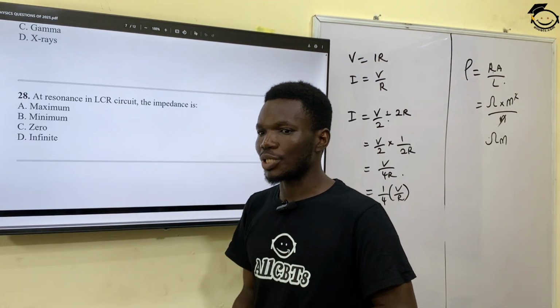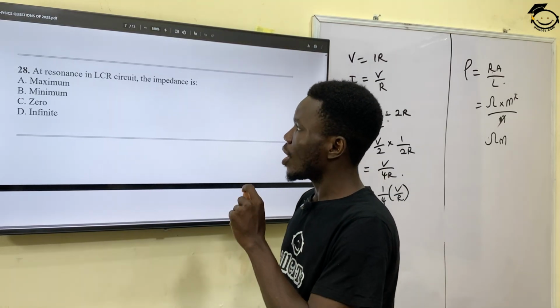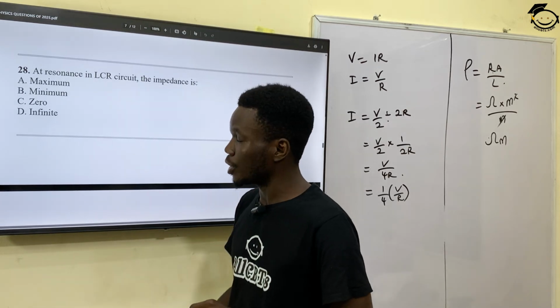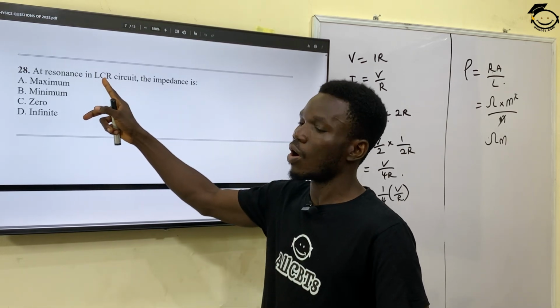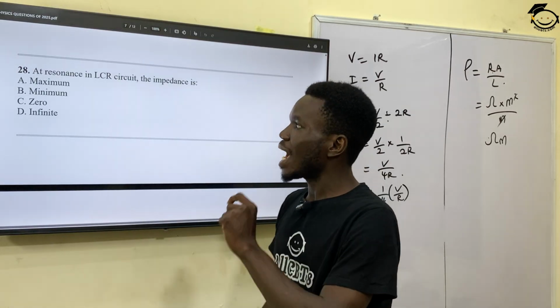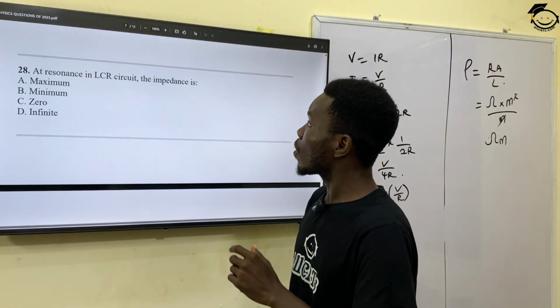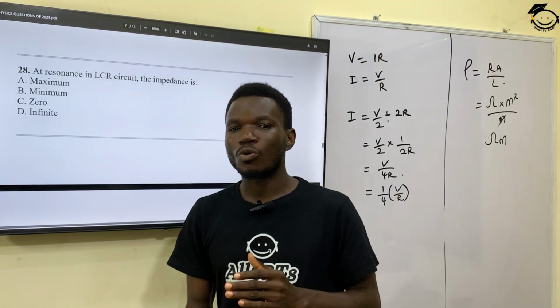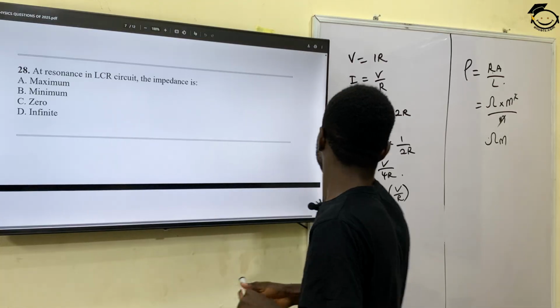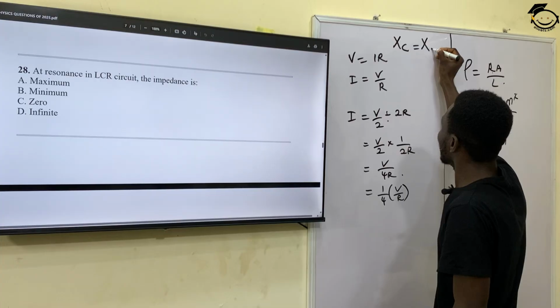So question number 28, which is the next question, says, at resonance, your LCR circuit, which is your inductor, your capacitor, and your resistor circuit, the impedance is dash. Please note that at resonance, we already established that your capacitive reactance is equal to your inductive reactance. So your capacitive reactance, XC, is equal to your inductive reactance, XL.